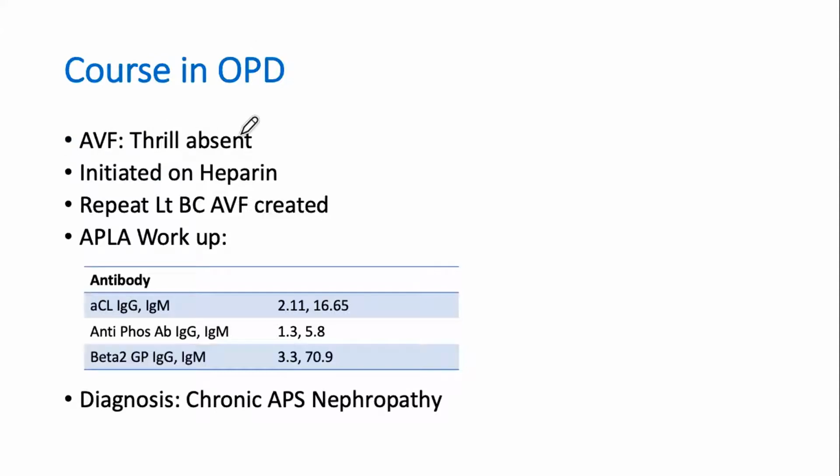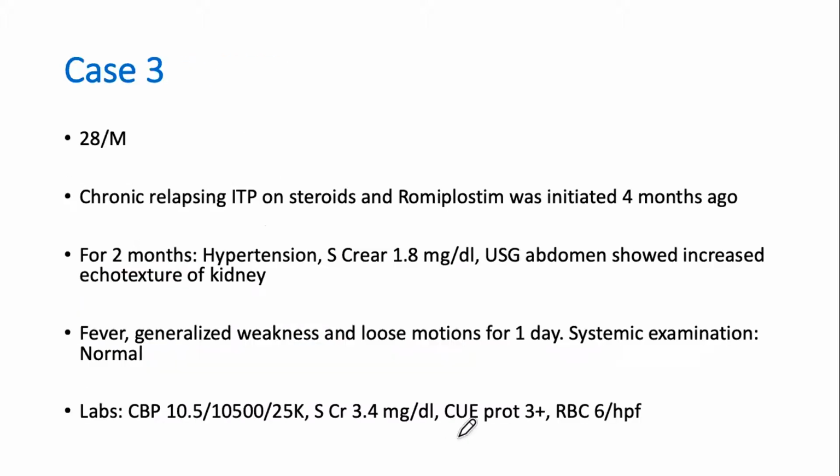After 2 days, his thrill was absent in the AV fistula, so he was initiated on heparin on OPD basis, and he underwent repeat fistula creation in the brachiocephalic region. Subsequently his APLA workup came, and it was positive for beta-2 glycoprotein IgM. So our diagnosis in this patient is chronic APS nephropathy.